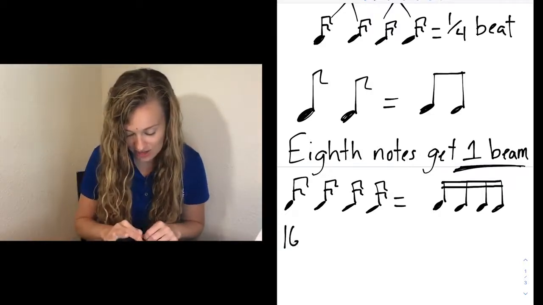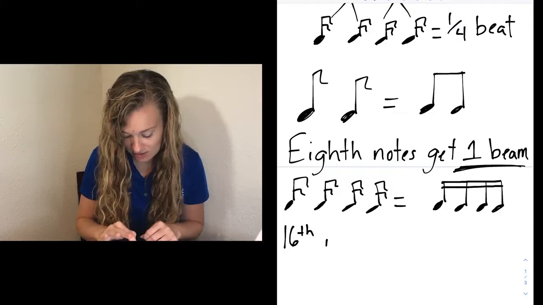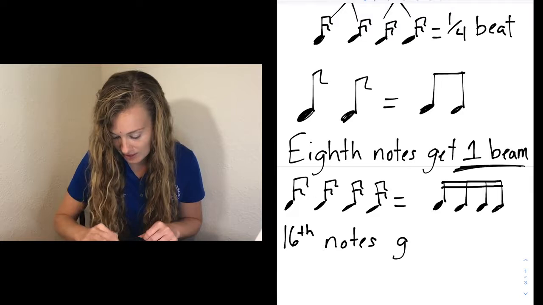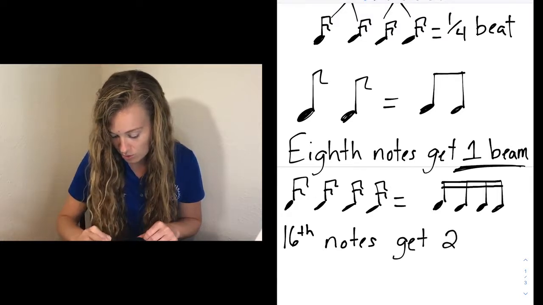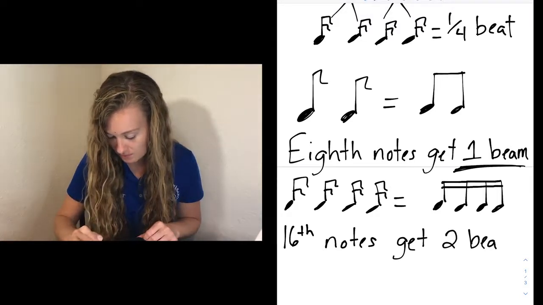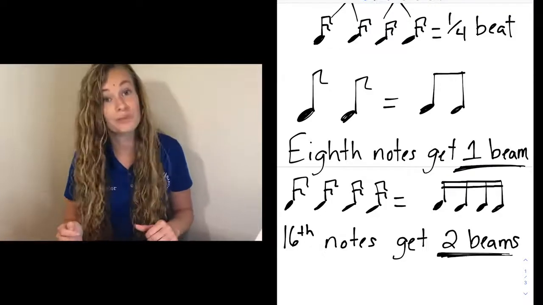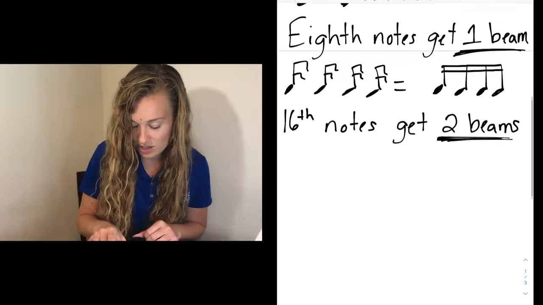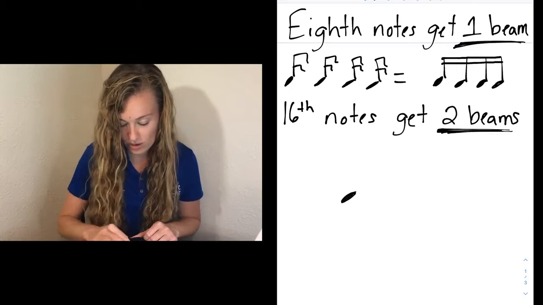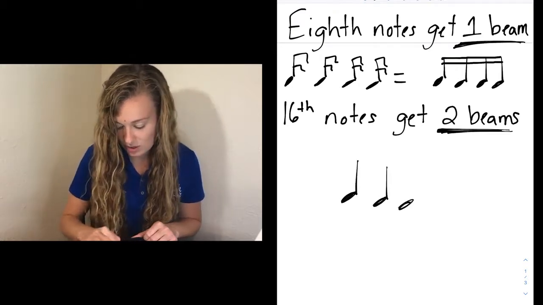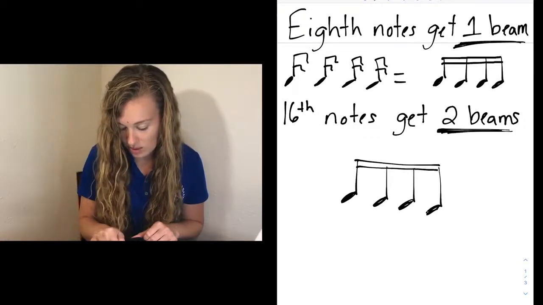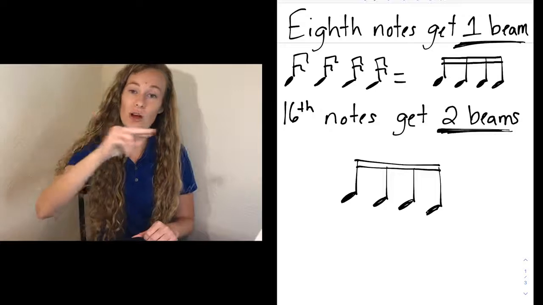So underneath, you're going to write 16th notes get 2 beams. And then underline that, because it's pretty important when we're writing our 16th notes especially. All right, moving on down. So we're going to draw 1 set of 16th notes. So a set is 4 because I'm talking about just in 1 beat. So we have 4 of them with 2 beams at the top.